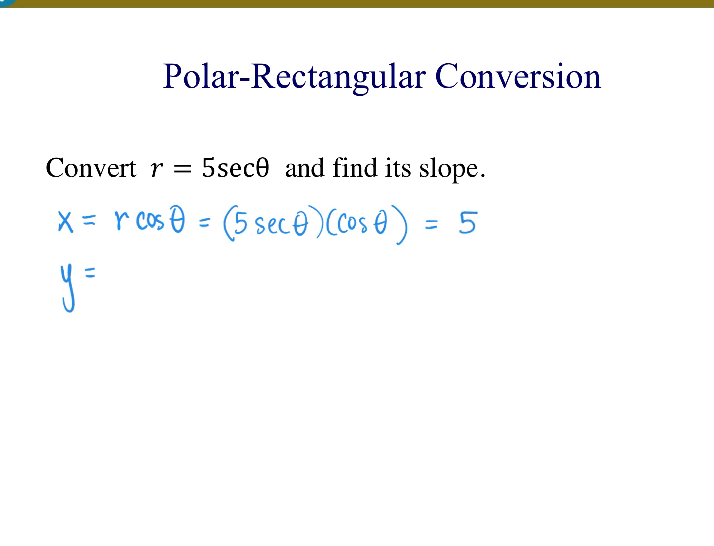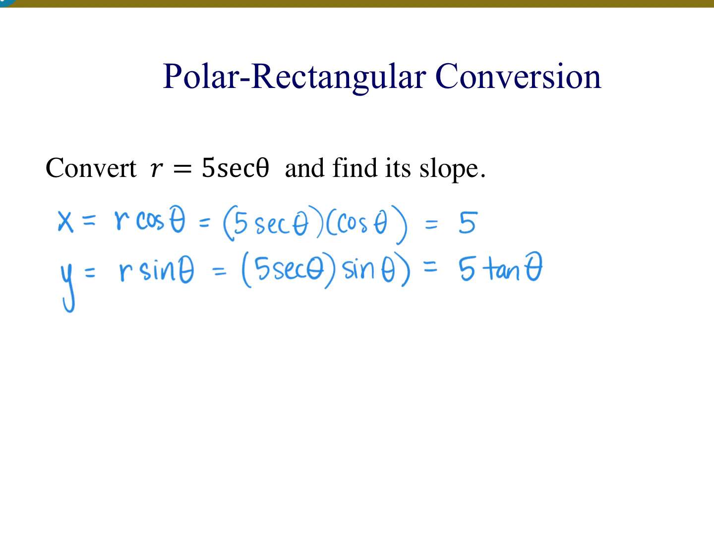So that is telling you that the x-coordinate is a single number. The x-coordinate is always going to be 5. That's a constant. Okay, the y-coordinate will be r sine theta. That will be 5 secant theta times sine theta. Okay, what do we get when we multiply those two things together? Tangent, why? Because it would be sine over cosine, so this is going to be 5 tangent theta.